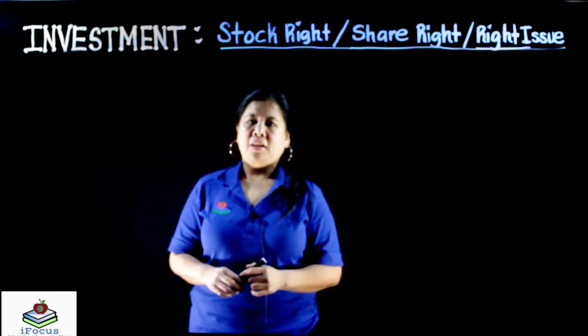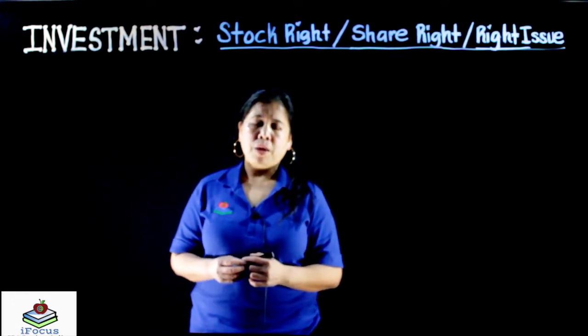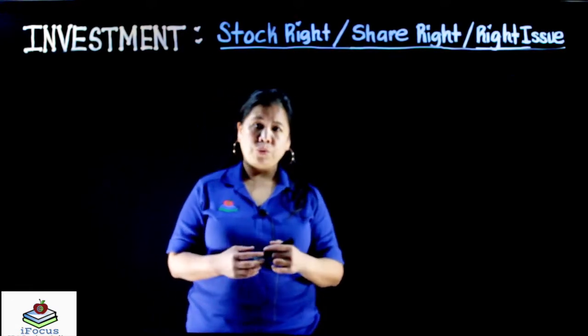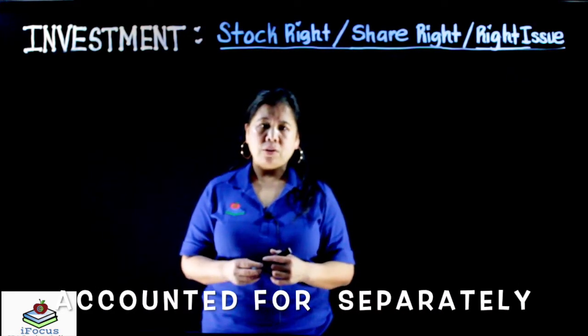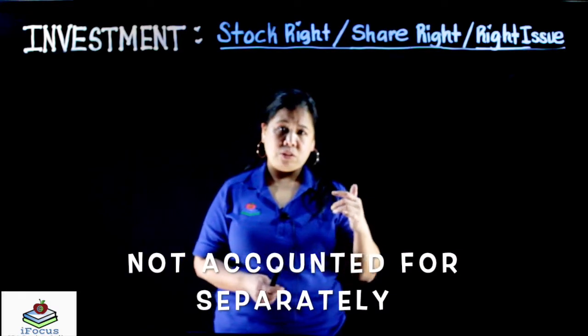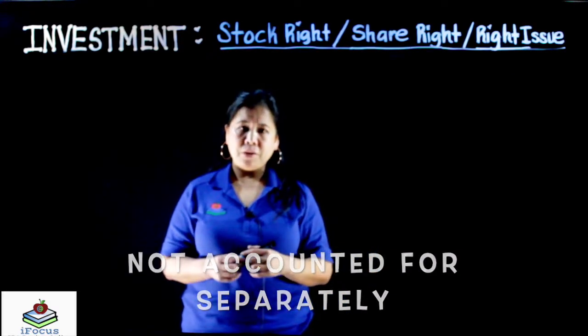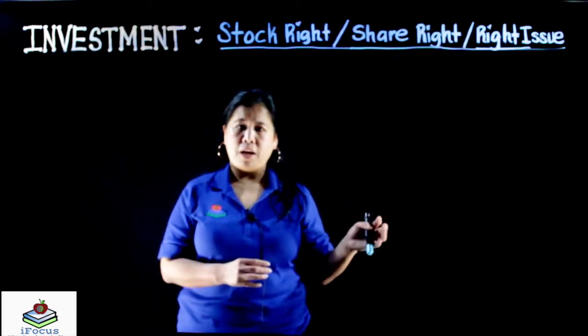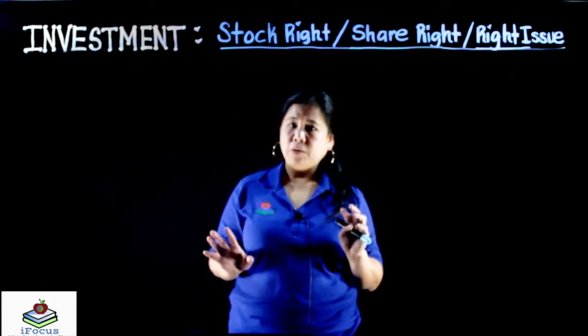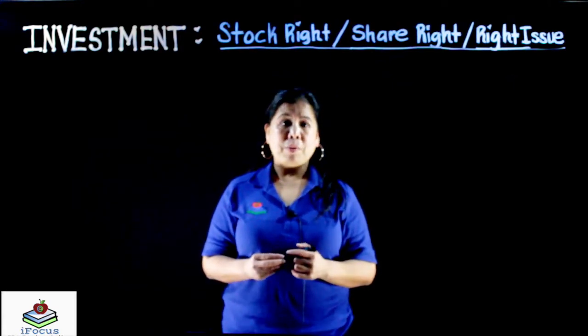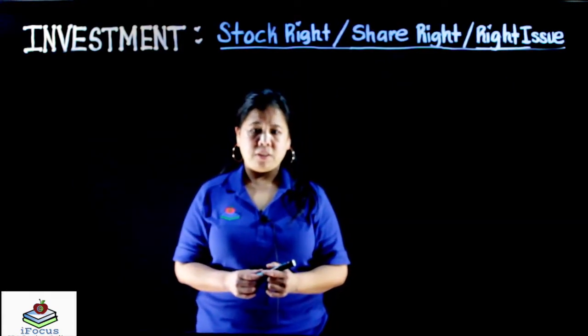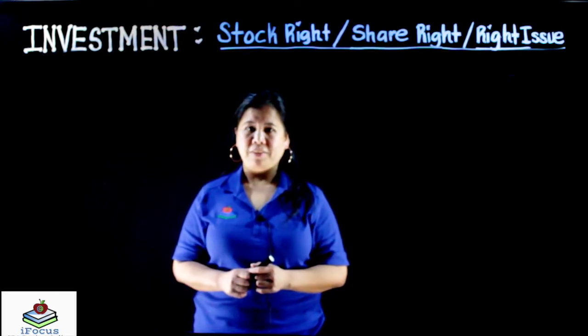Ang gagawin natin, we are going to make a journal entry using the two ways of accounting share rights. Yung accounted for separately and not accounted for separately. Ang gagawin ko dito is i-column natin so you can see side by side ang difference ng bawat isa. Mag-uumpisa tayo sa pagbabasa ng practice questions, and here is the practice question.